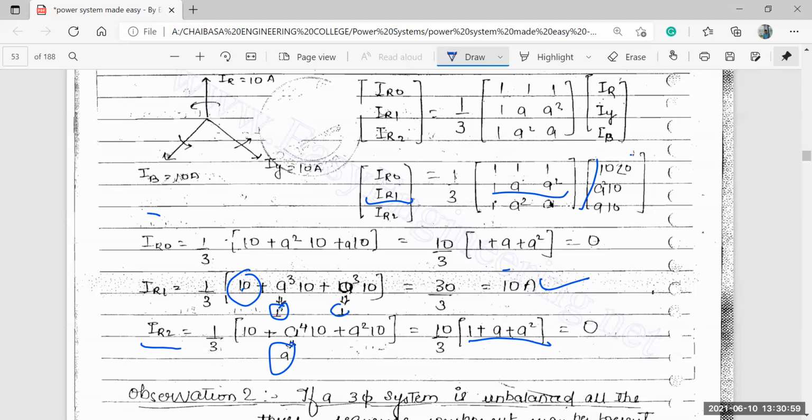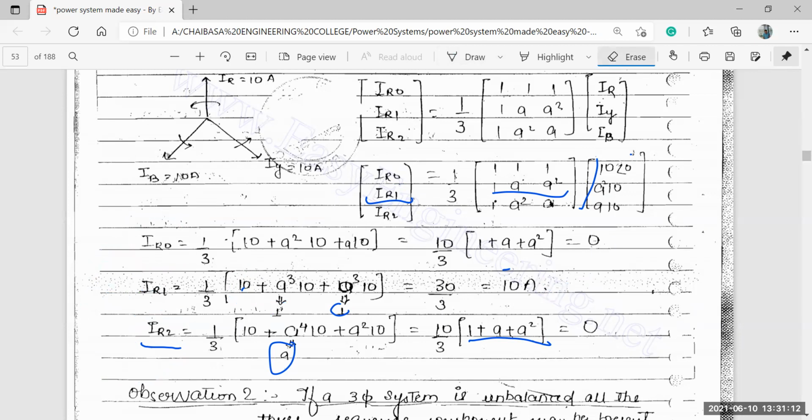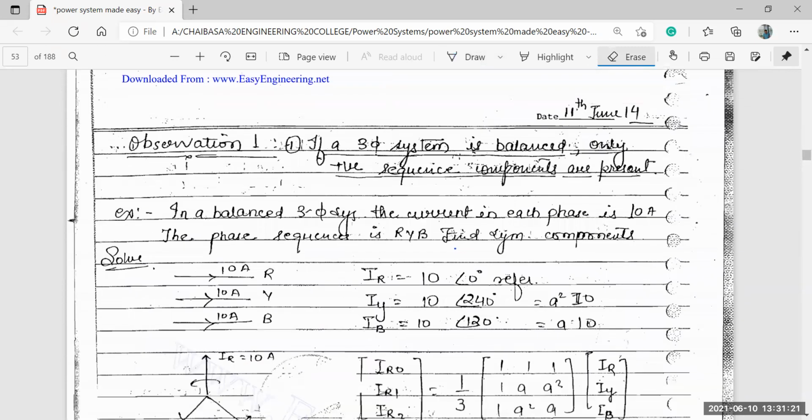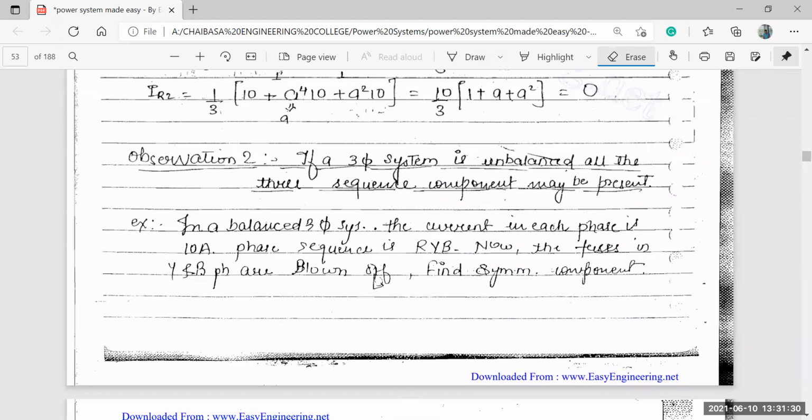Now you can see the zero sequence and the negative sequence are 0. We are left only with the positive sequence, that is 10 ampere, this I1. So this observation is made: if a three-phase system is balanced, only positive sequence components are present. This is the thing we observe in this particular segment.